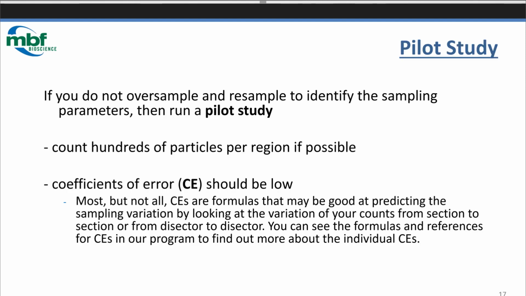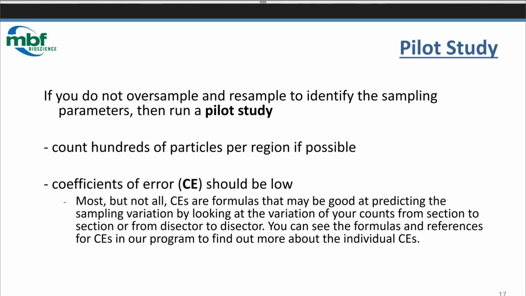You're probably going to want to do a pilot study to find out things like the spacing of your dissectors and how big they should be. You're going to shoot for a couple hundred cells per region. There are formulas called CEs that you can look at. They gauge the variance from dissector to dissector or from section to section. And the lower the CE is, the less variance there is, meaning you're in a more homogeneous situation.